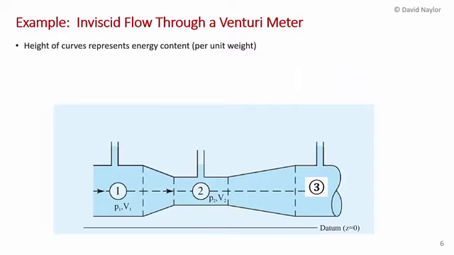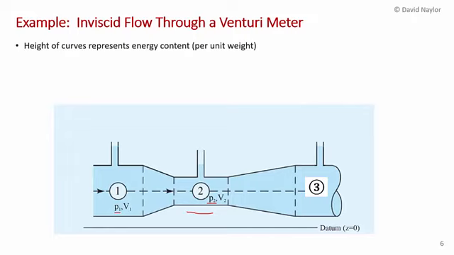The first example I'm going to consider is inviscid or frictionless flow through a Venturi meter. And you've seen this kind of device before in some of the other videos in Chapter 3. A Venturi meter can be used to measure the flow rate in a pipe. Basically, you have a constricted section in the pipe here, and because of continuity, the velocity of the fluid in the pipe will increase as the cross-sectional area decreases. And from the pressure difference between point 2 and point 1, you can deduce the average velocity in the pipe and the volume flow rate.